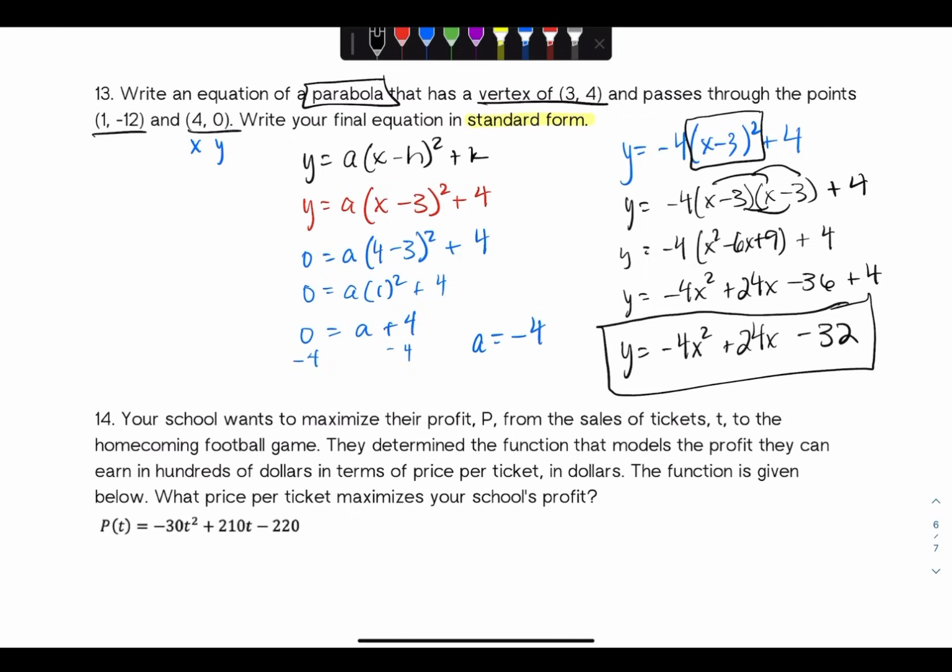Now I would want to plug in 1 here for x to make sure that it gives me negative 12. So negative 4 times 1 squared plus 24 times 1 minus 32. So I have negative 4 plus 24, that's 20, minus 32. That's going to give me negative 12.